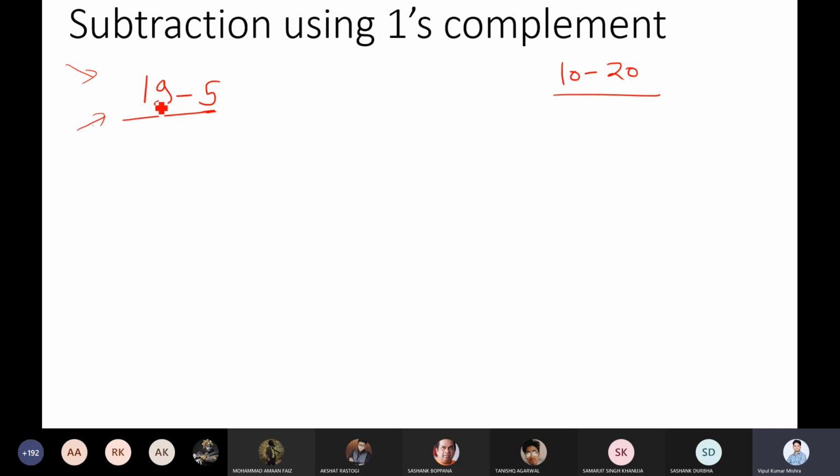What is the binary for 19? 10011. Now I want to make it 8 bits, so 000 10011. What about minus 5? 101 is for plus 5. So you have to take the one's complement of this. So it will be 1 1 1 1 1 0 1 0.